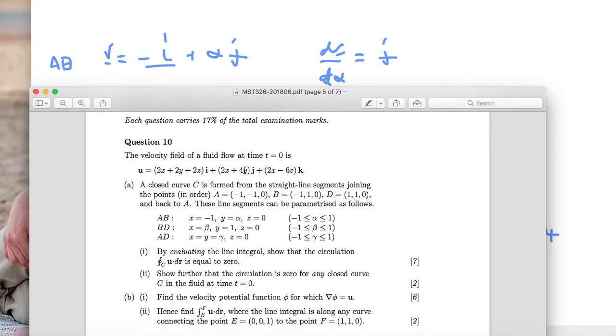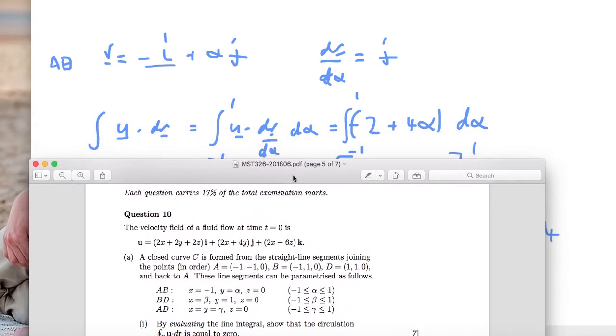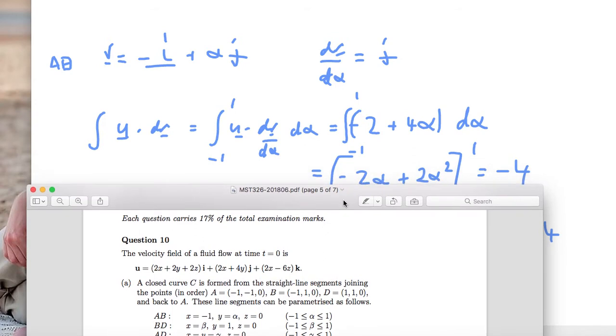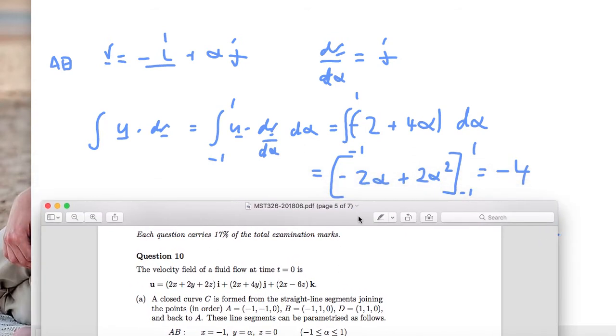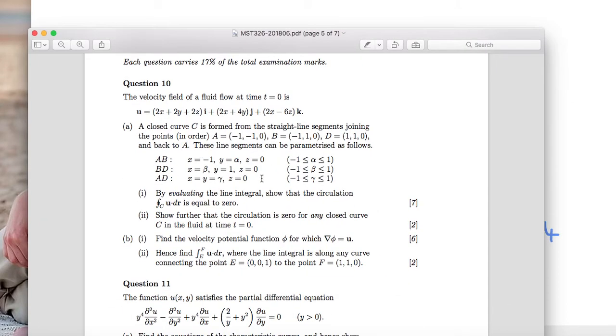So if we dot this by j, we just want the 2x plus 4y. But x is -1, y is alpha, so it'll be -2 plus 4 alpha. That we're going to integrate with respect to alpha, between -1 and 1, because that's the parameter we're given. Integrating, that's just going to be -2 alpha plus 2 alpha squared, which evaluated between 1 and -1 is -4. So for the AB part, the value is -4.